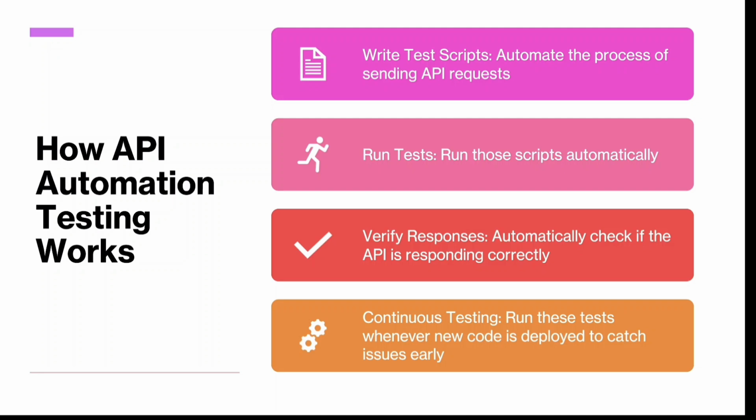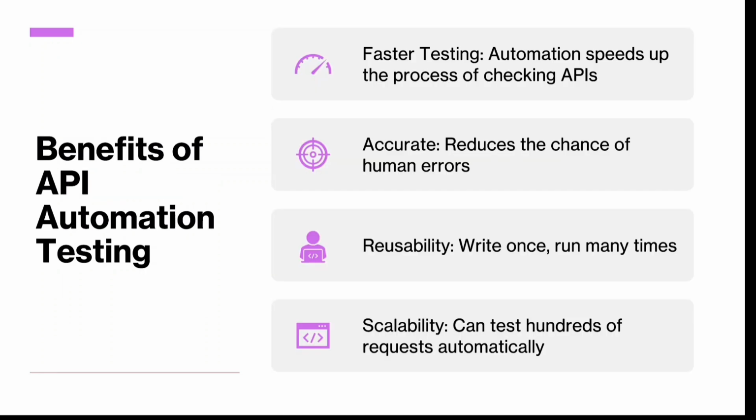Another is, once it is done, we have to integrate the whole thing in a CI/CD pipeline and run it whenever new code has been deployed or a new build has been done. So that is the way our API automation testing works.